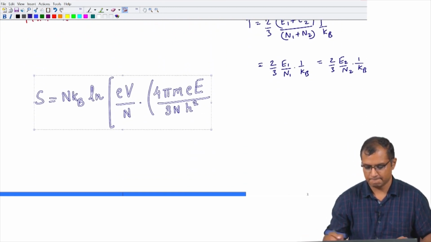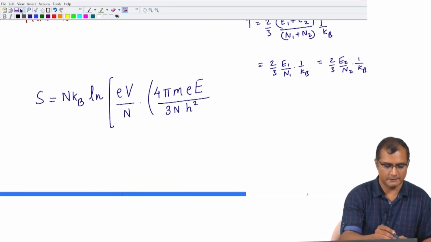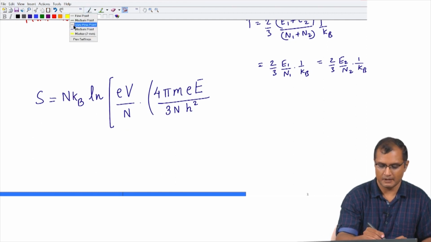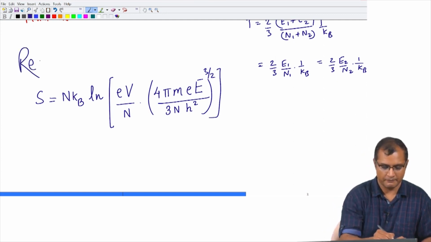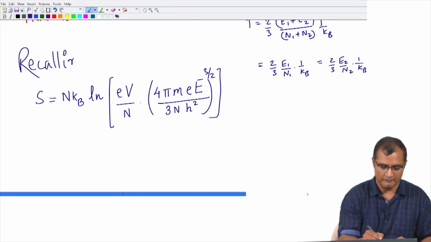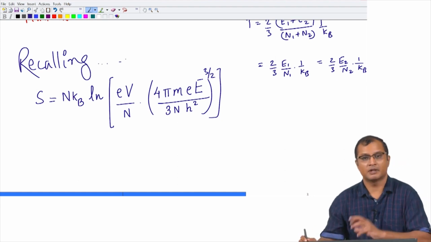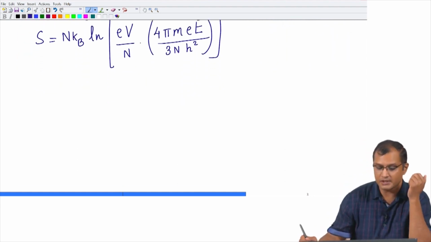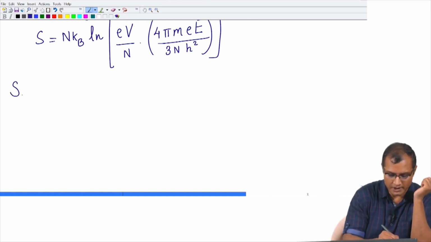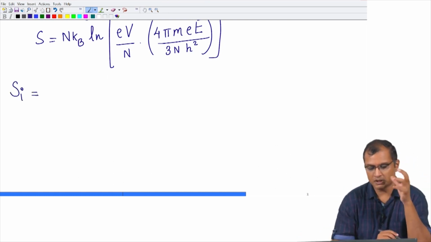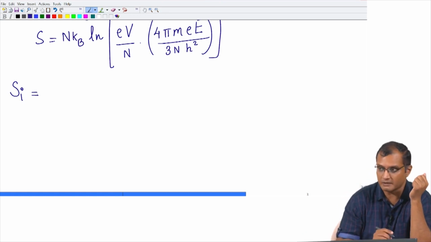Okay. So, just recalling that this is the expression for entropy, you can compute the total change in the entropy. So, as usual you write down the initial entropy, which is the sum of two entropies of A and B.